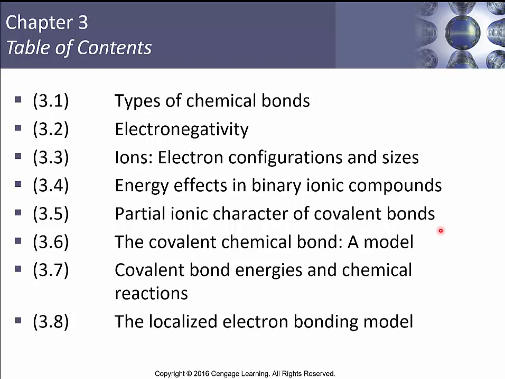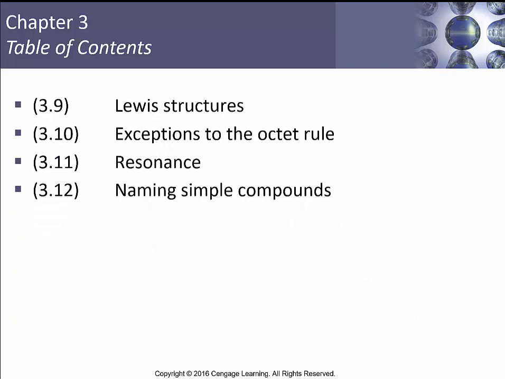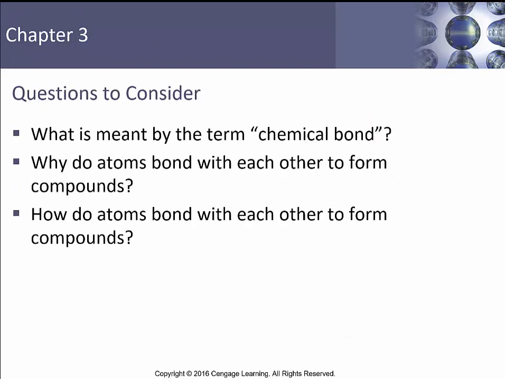Many molecules are going to be covalently bonded to each other. We'll talk about covalent bond energies and chemical reactions. We'll look at the localized electron bonding model. So how are these molecules being made? How are we taking our atoms and hooking them up together to make molecules? Then we'll go on to look at Lewis structures, some exceptions to our octet rule, the idea of resonance, and naming simple compounds.